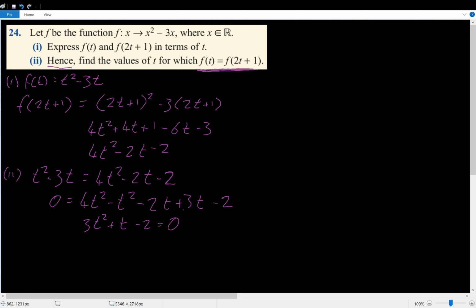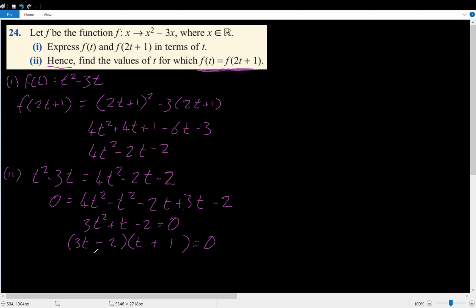In order to solve this out, we need to factorize now. So we're factorizing a quadratic. The first term in each of these brackets are going to be the factors of 3t squared, so that's 3t and t. And the second term in each bracket are going to be factors of minus 2. And we're going to go with 2 here and 1 here, and that's going to be minus, and that's going to be plus, like that.